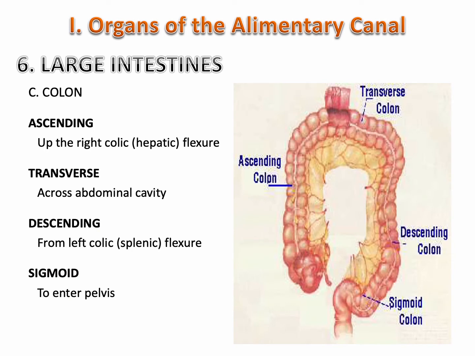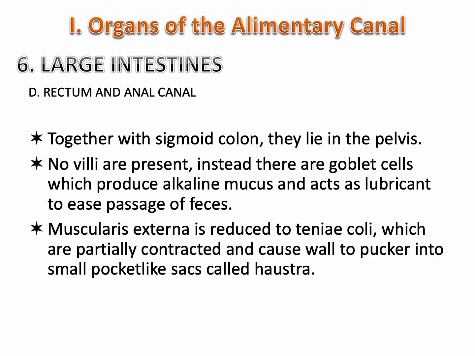Next, we have the colon. There are 4 subdivisions of the colon: ascending, up the right colic hepatic flexure; transverse, across the abdominal cavity; descending from the left colic splenic flexure; and lastly sigmoid, to enter the pelvis. Last is the rectum and anal canal. Together with the sigmoid colon, they lie in the pelvis, so malapit sila sa reproductive organs.